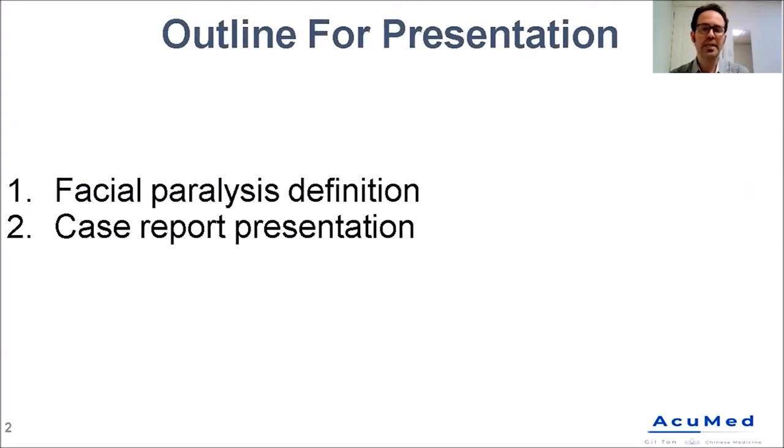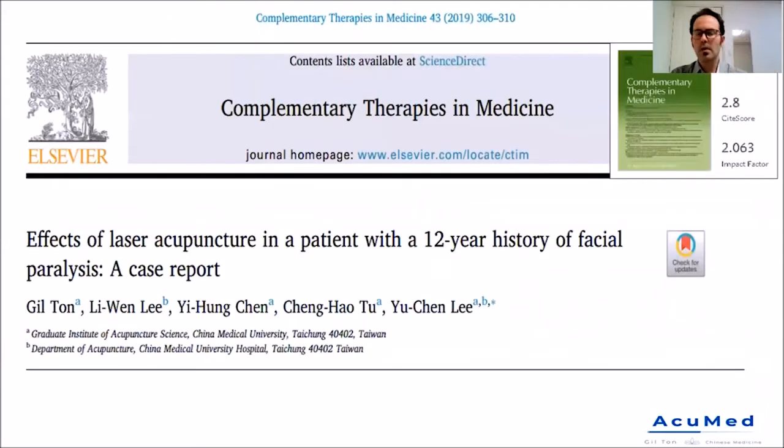In the outline for today's presentation, I will briefly talk about the facial paralysis definition, and I will introduce to you the case report findings. This paper was published in the Complementary Therapies in Medicine journal in 2019. If you are interested, you can search it and download it. It's an open access paper.